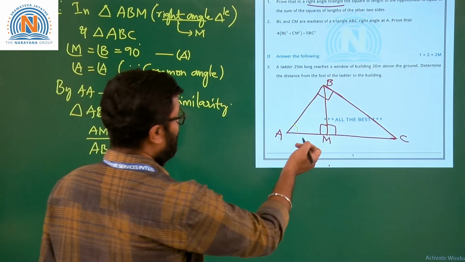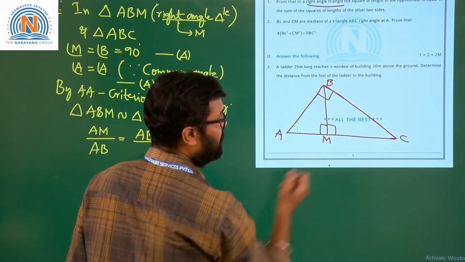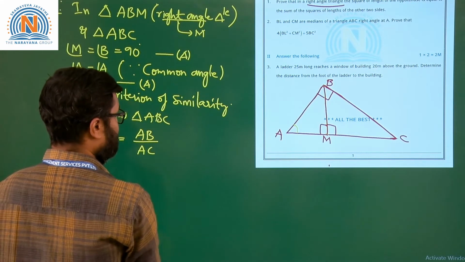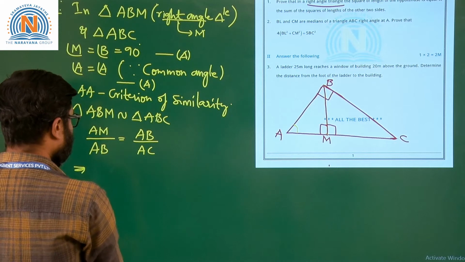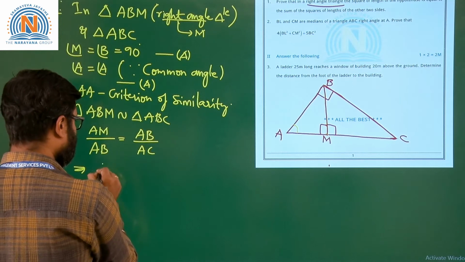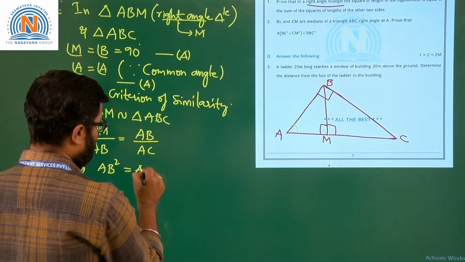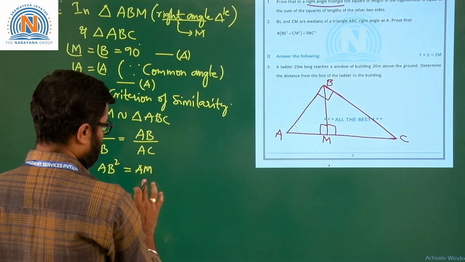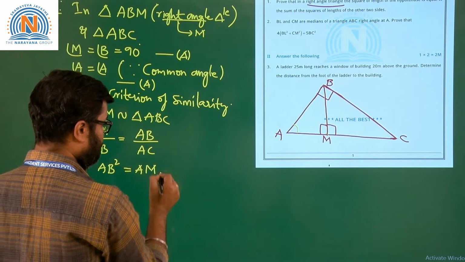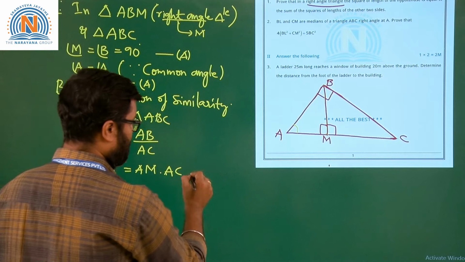So now here we took the hypotenuse from the ABM triangle, then take the hypotenuse from the ABC triangle, that is AC. So now this implies, by cross multiplication, AB will be multiplied with AB, that is AB square is equal to AM into, what, children, here? AC. So let's take this as the first equation.